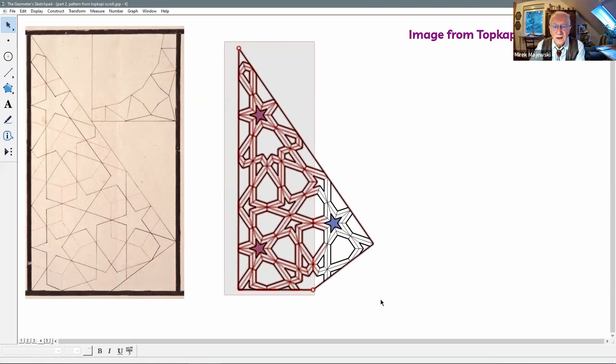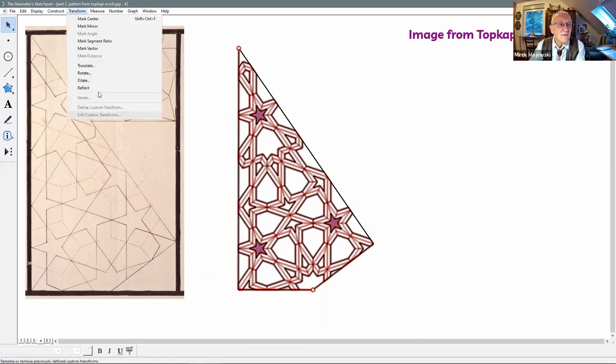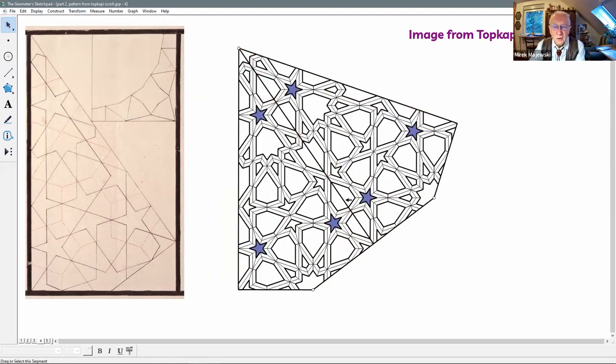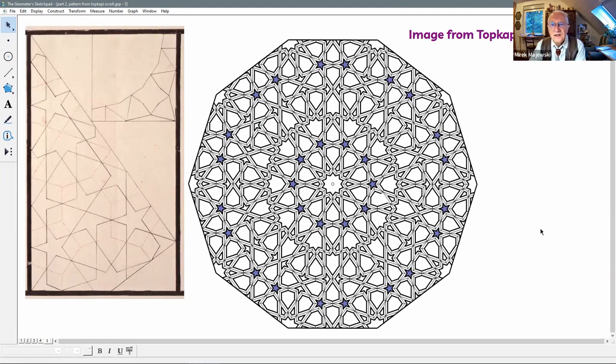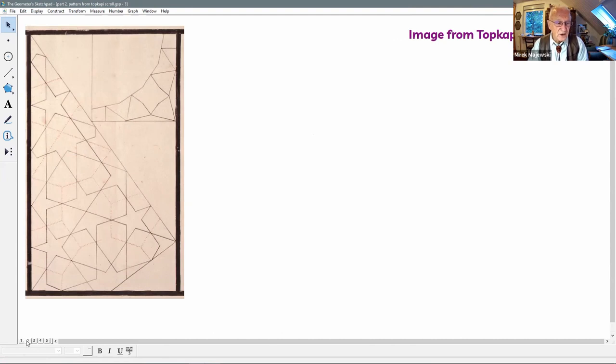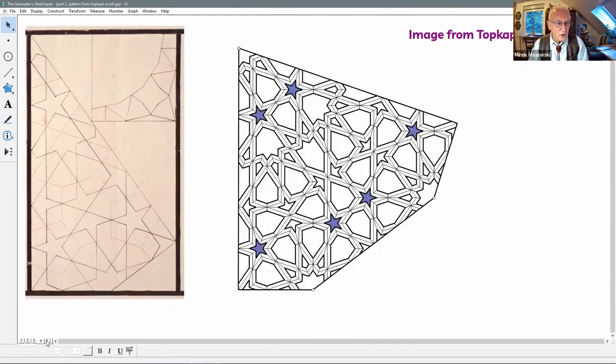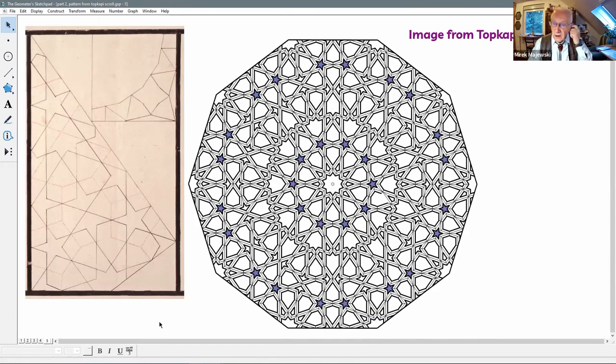So I can just take this, and take transform, reflect, and look what you're getting. You're getting a larger shape, and when you go farther with this, you get a design like this. So the Topkapi scroll is really everything in this design. We are getting practically everything, and just from a small piece like this and a very simple construction like the one shown here. That is really all.